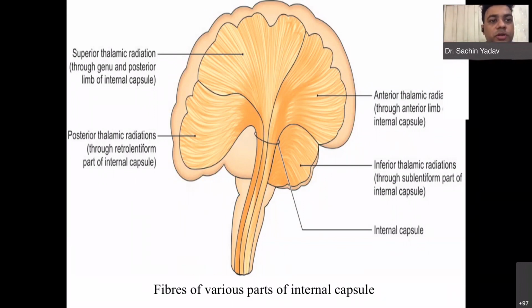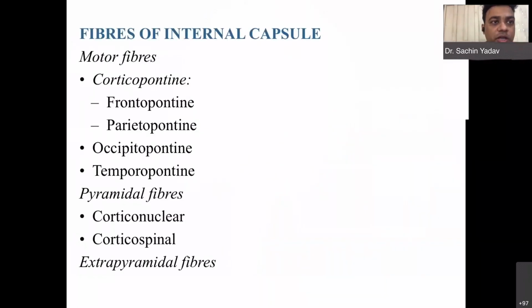So we'll move on to the next slide. So internal capsule. So we'll see one by one. So motor fibers are there, which may be the corticopontines from the cerebral cortex to the pontine nucleus. So these are the frontopontine and parietopontine. So if you remember, I told you in the midbrain, okay, the cerebral peduncle consists, from anterior to posterior, of the cerebral crus, substantia nigra, and tegmentum. The cerebral crus is again divided into three parts.